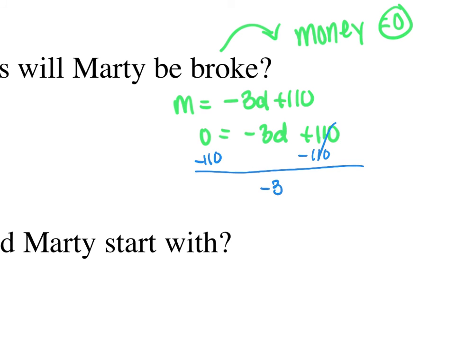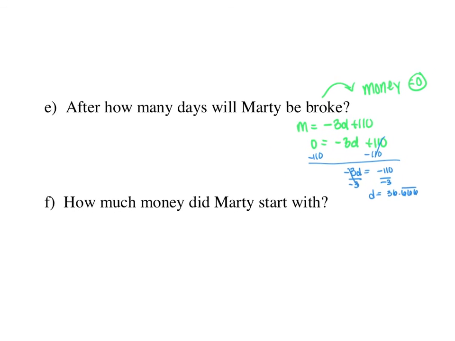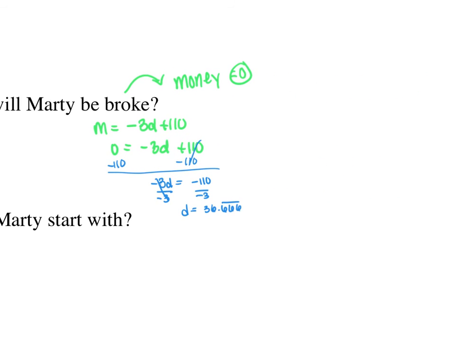So I get negative 3d equals negative 110. And then I'm going to divide both sides by negative 3. And I get d is equal to, let's see, 110 divided by 3. I get 36.666666 repeating. So it'll take Marty 36.666 days or 37 days to run out of money.